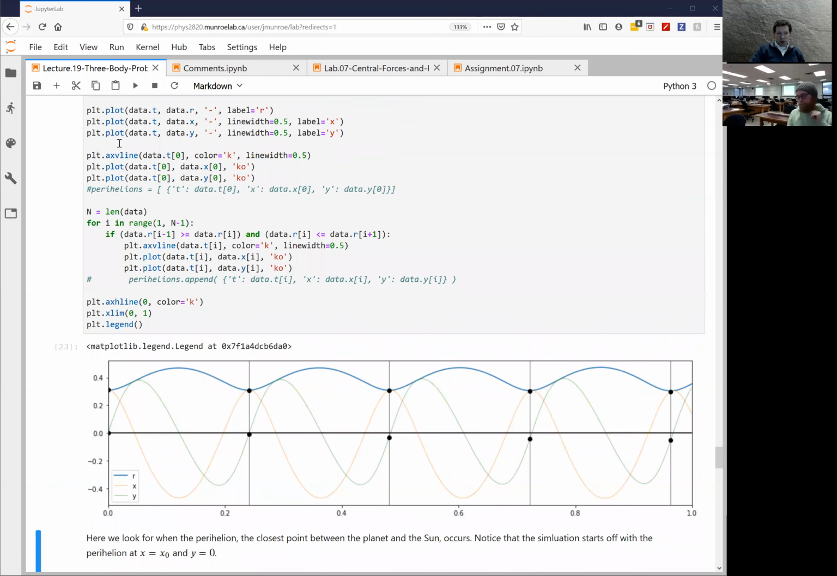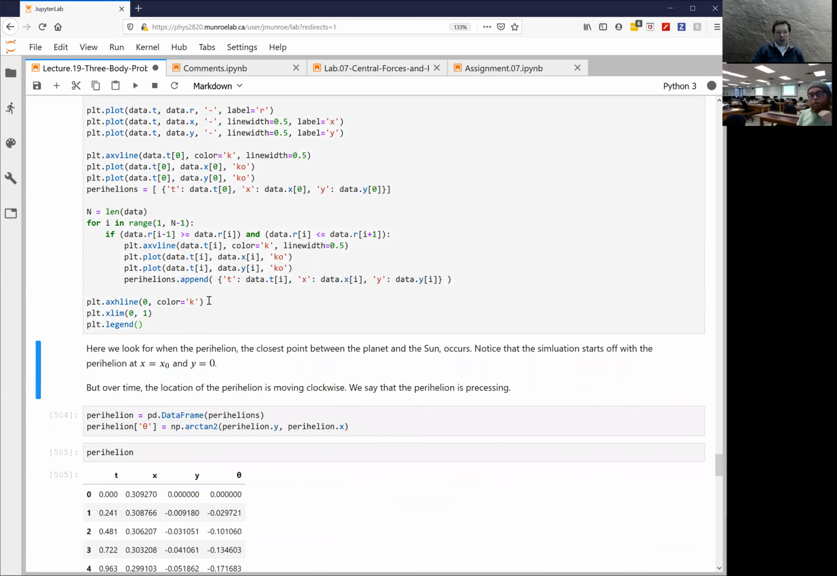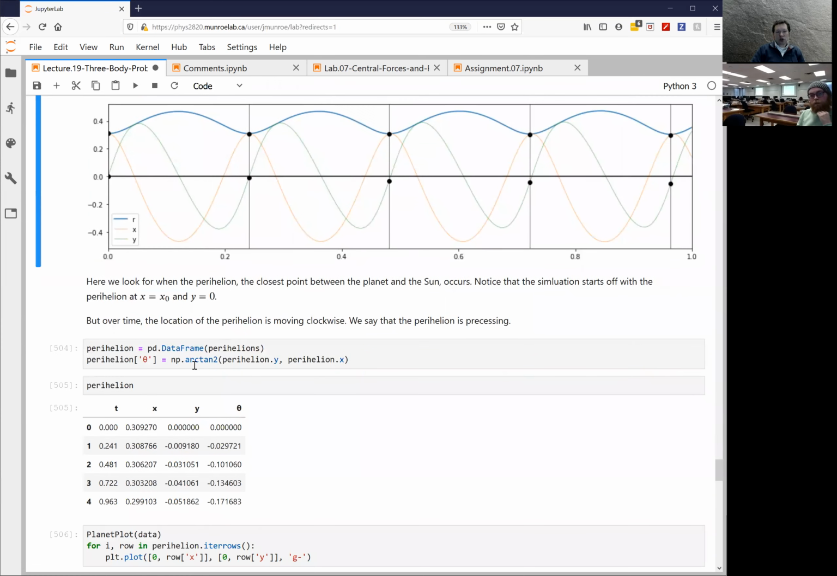Well, I could record those numbers. I could go through and say, okay, I found this pair of dots, this pair of dots, this pair of dots, and so on. So let's do that. Let's create a dictionary structure like we've done before, recording what the time and position are of the perihelion. And every time we find one, let's make a record of that one again. So this is an algorithm for figuring out where the perihelion is. I've done it this way with lists and dictionaries so that I can quickly turn this into a pandas data frame, and then I can do manipulations like taking the arctangent of the y coordinate and the x coordinate to figure out the angle of it.